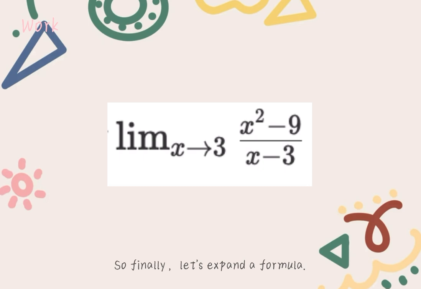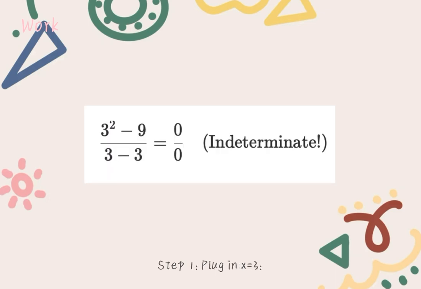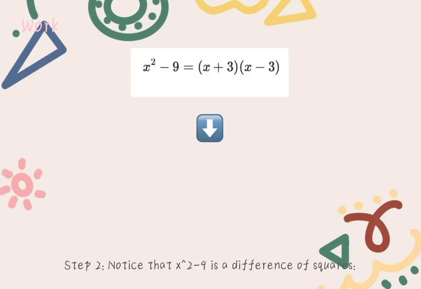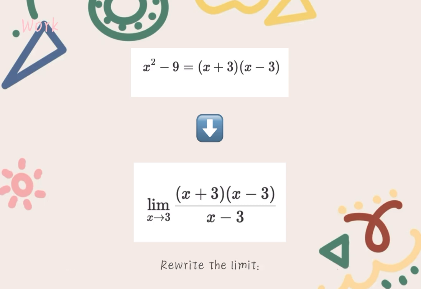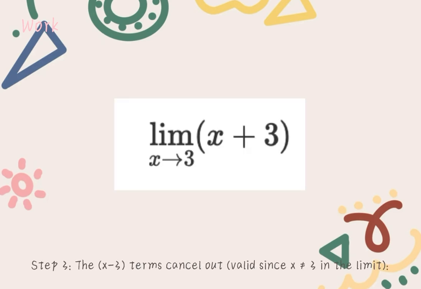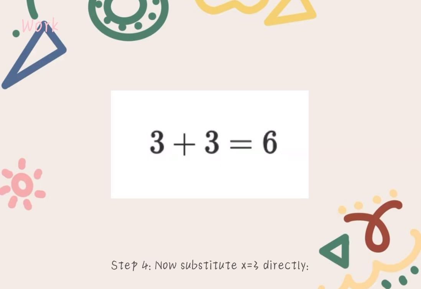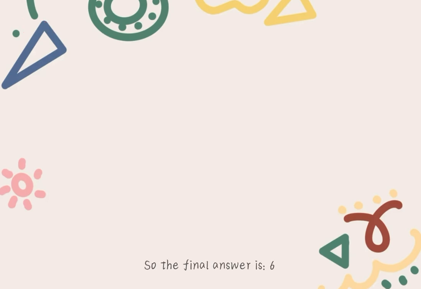So finally, let's evaluate a formula. Step 1. Plug in x equals 3. The numerator and denominator both approach 0 as x goes to 3. We need to simplify the expression. Step 2. Notice that x^2 minus 9 is a difference of squares. Rewrite the limit. Step 3. The x minus 3 terms cancel out, valid since x is not equal to 3 in the limit. Step 4. Now substitute x equals 3 directly. So the final answer is 6.